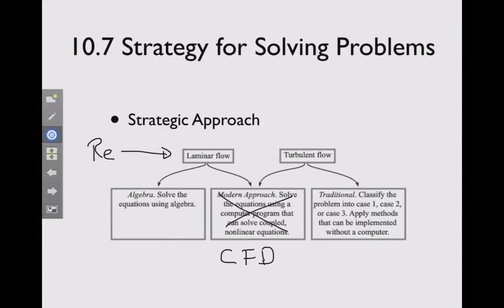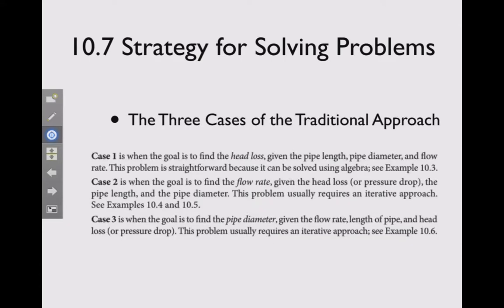Instead, we're going to rely on the traditional approach, which is to classify the problem into a few different cases, case 1, 2, and 3, and apply the methods without a computer. So let's take a quick look at the three cases of the traditional approach. Case 1 is when the goal is to find the head loss, and you are given the pipe length, the diameter, and the flow rate Q. This problem is straightforward, and it can be solved through a combination of the equations that we've already derived and through use of the Moody diagram.